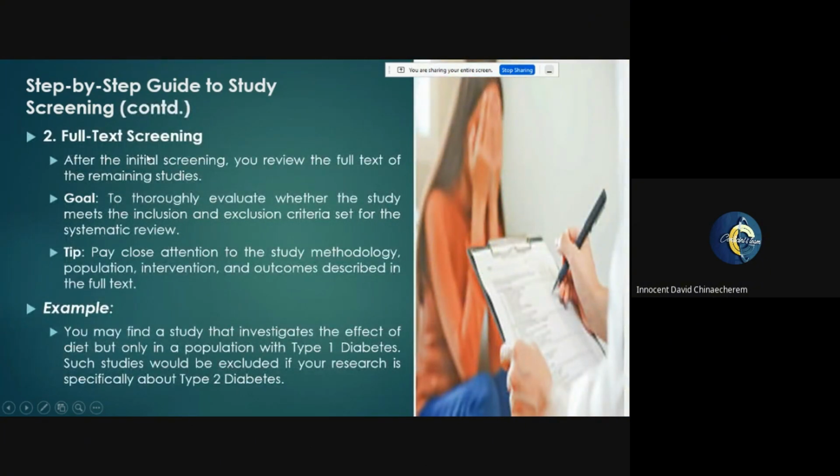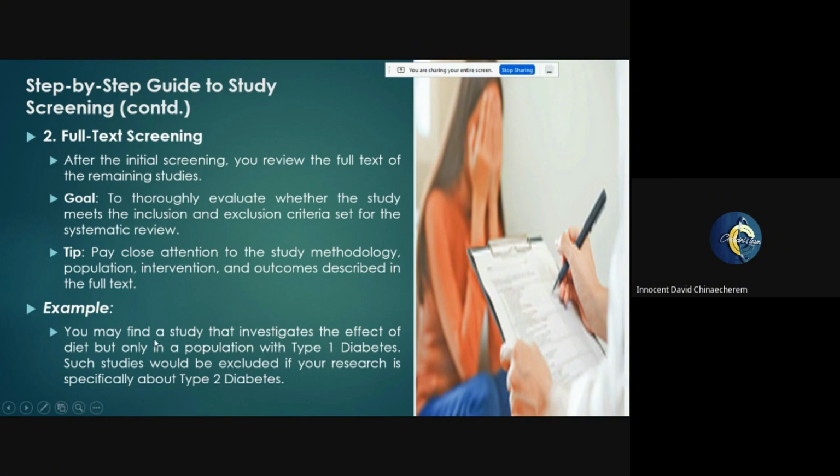Then the next stage is what we call the full text. After we might have been done with the title and abstract screening, we look at the full text. How do we look at the full text? We look at the full text by thoroughly evaluating the methodologies, paying close attention to some of the models that we've identified in our inclusion and exclusion criteria. Does it fit the population? Does it fit the intervention? Are the outcomes clearly described? So we're also going to have a thorough look at that in this session.